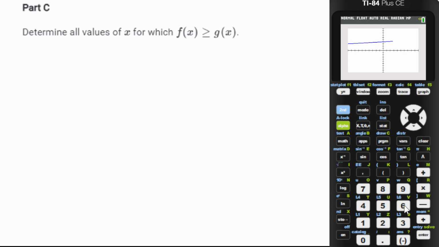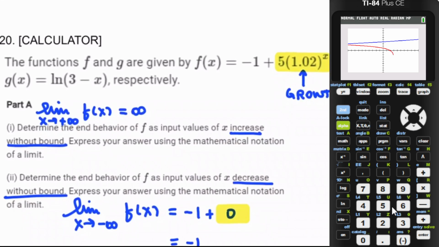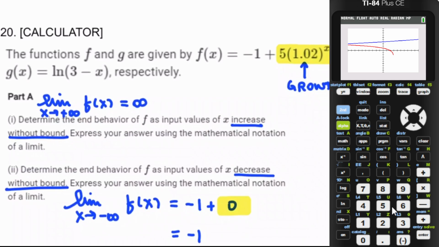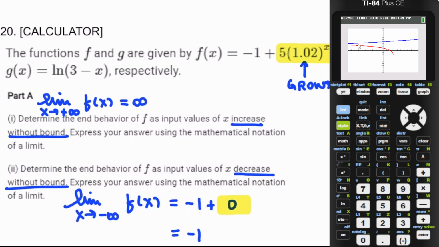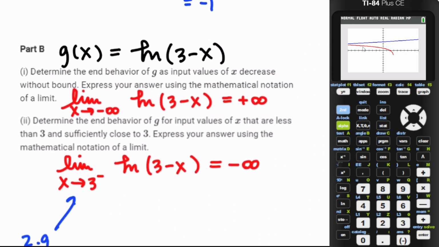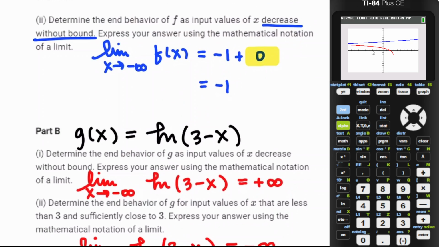Okay, so what's the actual equation there? -1 plus 5 times 1.02 to the x. Okay, also, notice I've got a vertical asymptote here. Oh, also, if you had a calculator, these end behavior questions would have been much easier. You could have just zoomed out and looked at the overall behavior. That's what you were supposed to do. Okay, I was just trying to do too few things with the calculator.